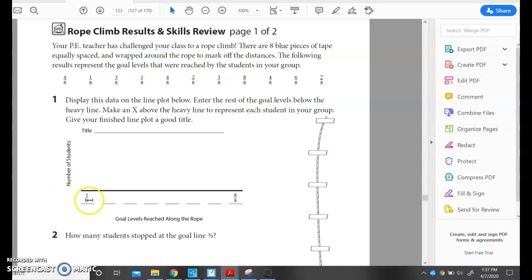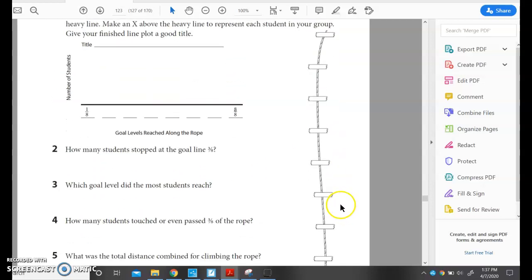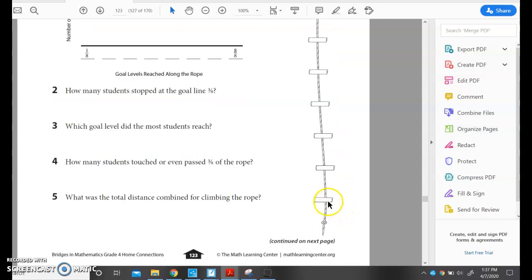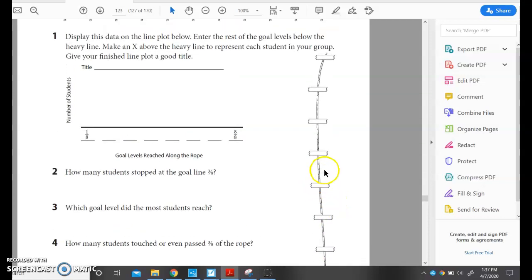What you're going to do is label the options that they had to get. If you notice, we start here at 1/8 and we end at 8/8. So what that means is, if you only made it to this piece of tape, you climbed 1/8 of the rope. If you made it all the way up here, you climbed 8/8. So you have to label what's in between there. If you have 1/8, what would be next? Then what would be next? All the way to 8/8.